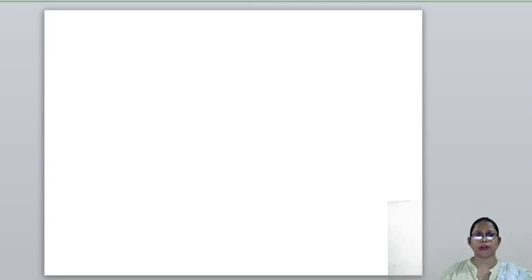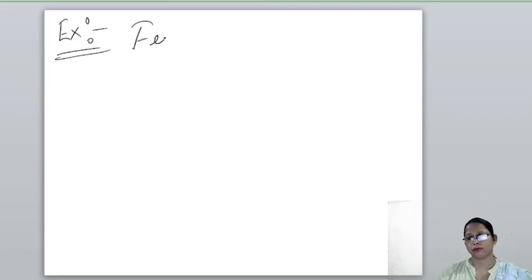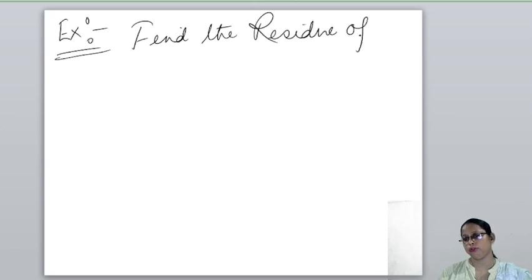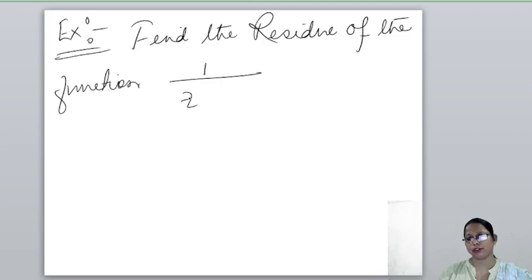Now we are going to solve some examples. Example: find the residue of the function f(z) equal to 1 by z square plus 4. Solution.